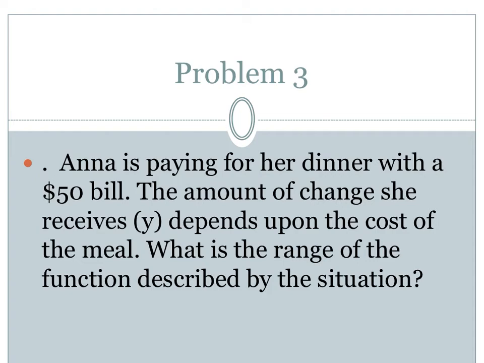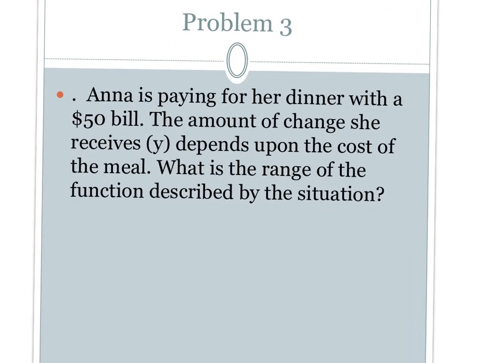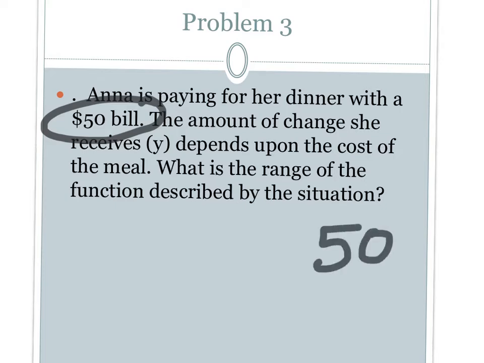Okay. Now, you don't need to write down this problem, but if you do, you're going to get extra credit for it. So Anna is paying for her dinner with a $50 bill. The amount of change she receives, which is y, depends upon the cost of the meal. What is the range of the function described by the situation? Okay. In real life, she only has $50. So she can only spend up to $50. Does she have to spend all of her money? No, it doesn't say she has to pay $50. So it can be less than 50.